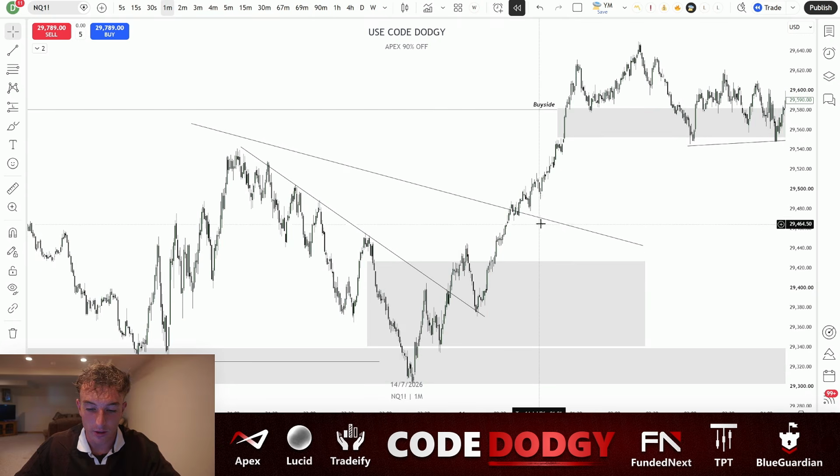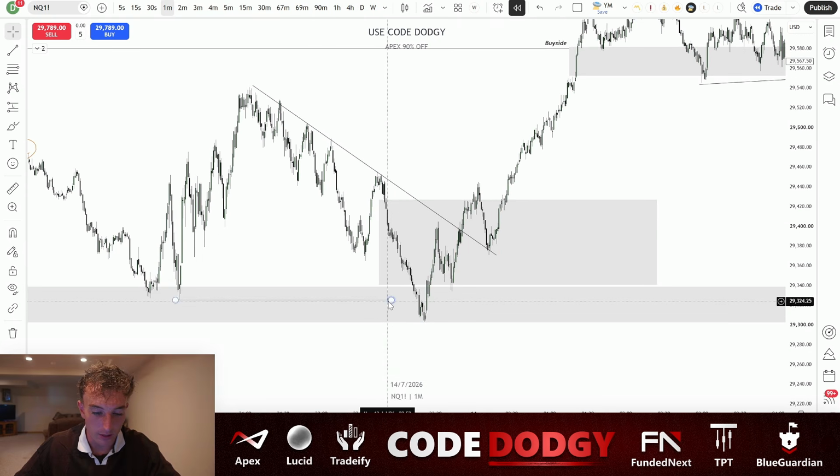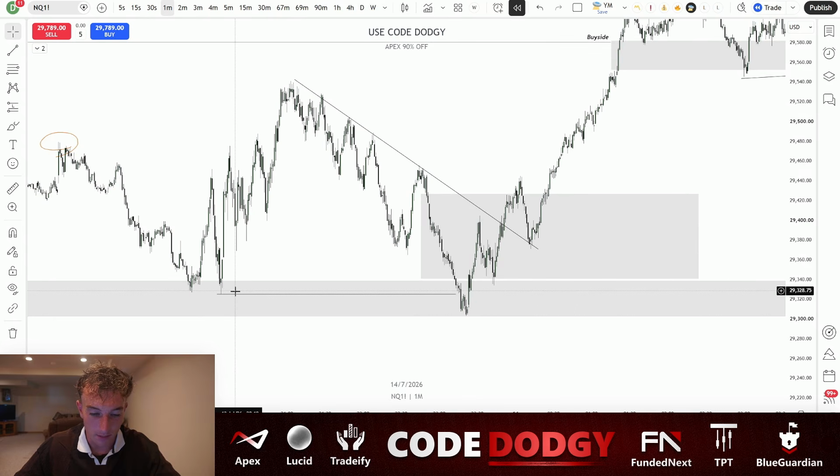Now, where's the draw on liquidity? To the fuel. Is there any fuel to the downside? Nope. This low swept this low. We bounce off every rally gap. This, when it looks like this, is not fuel. Okay, see how this low took out this low?